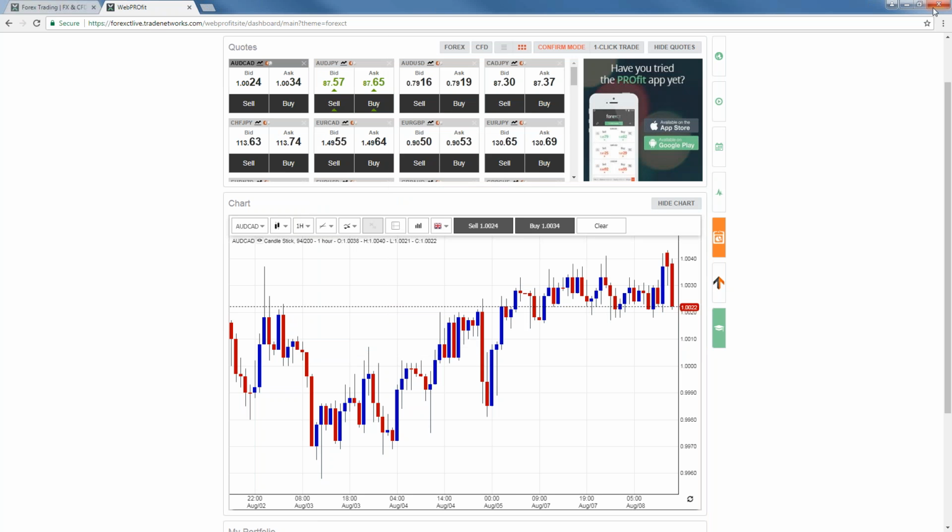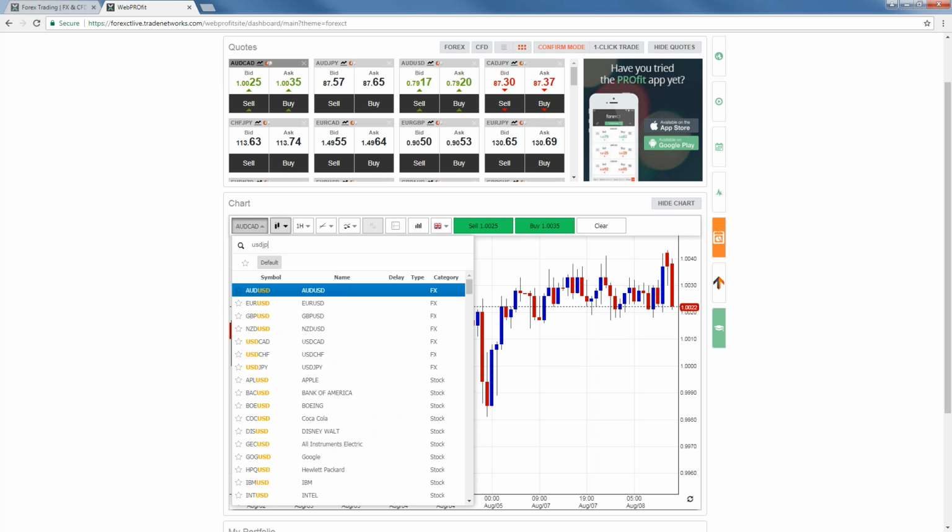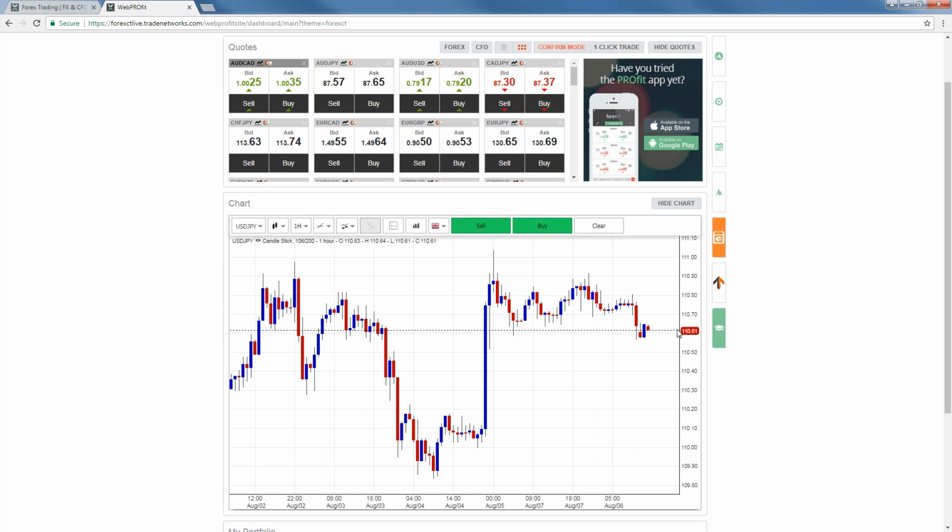So let's just have a look at the chart of what happened actually on the US dollar Japanese yen. And we'll have a quick look going back to an hourly time frame here.